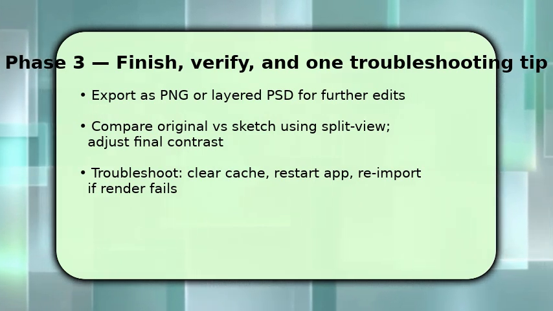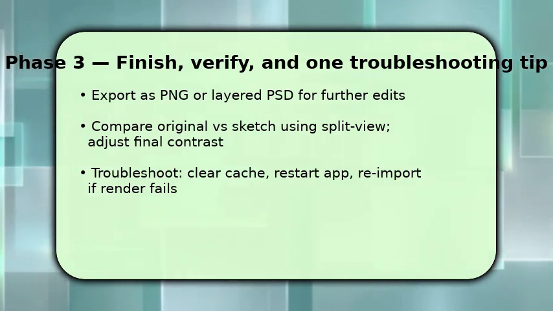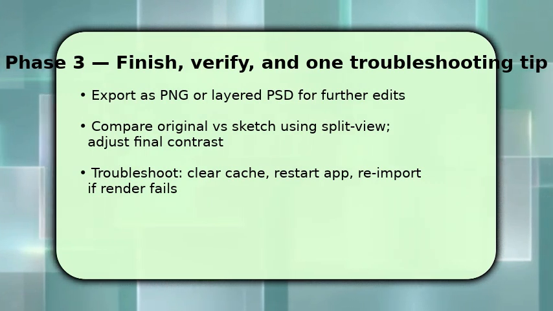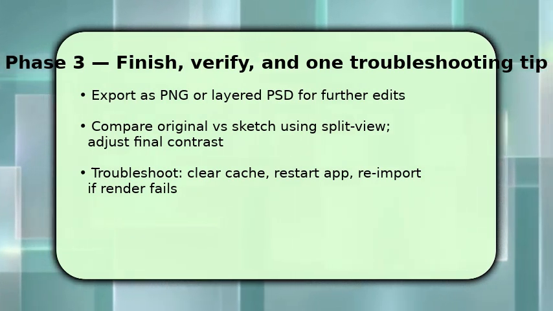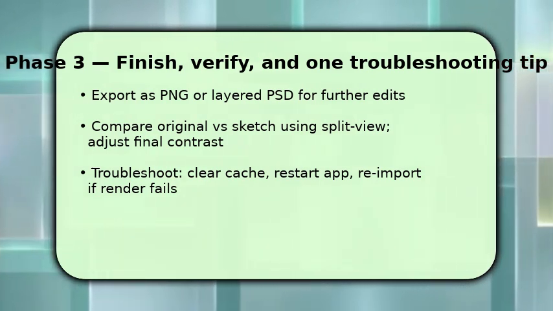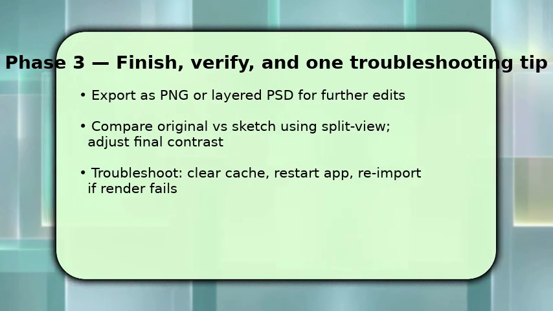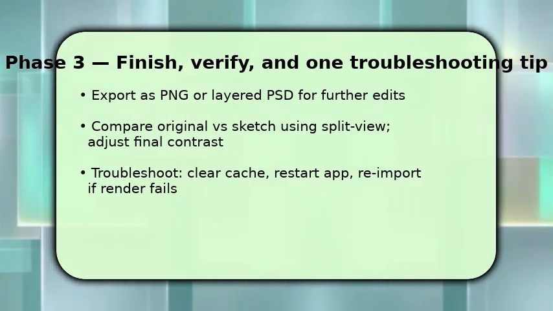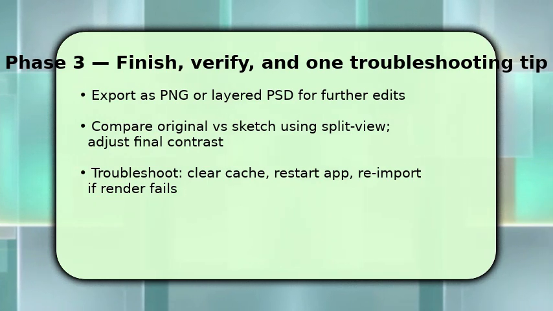If the app lags or the render looks wrong, clear the app cache, restart your device, and re-import the photo. This often fixes corrupted temporary data. If problems persist, reduce resolution slightly and try again. That usually resolves render errors.